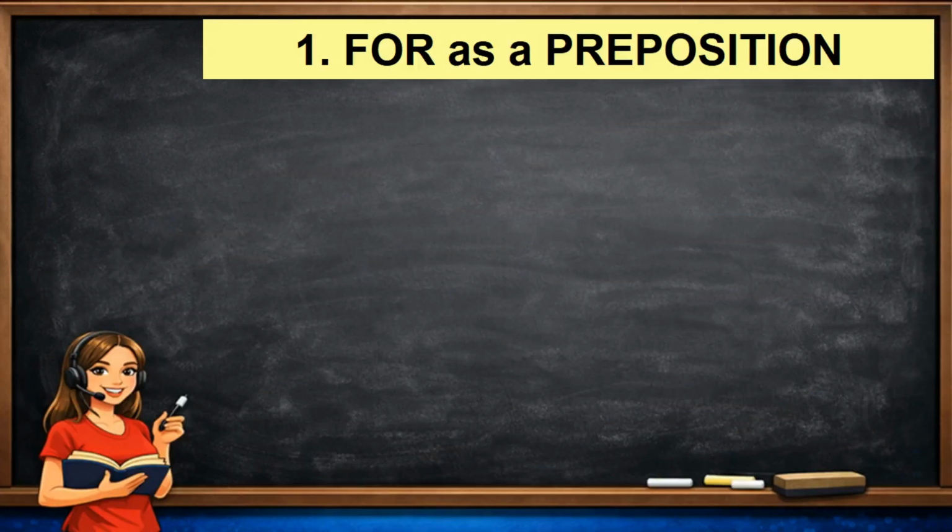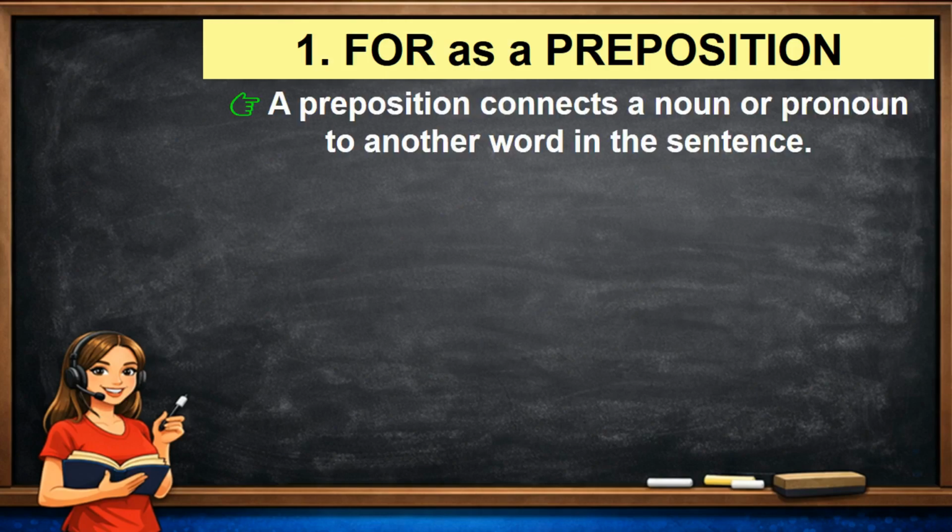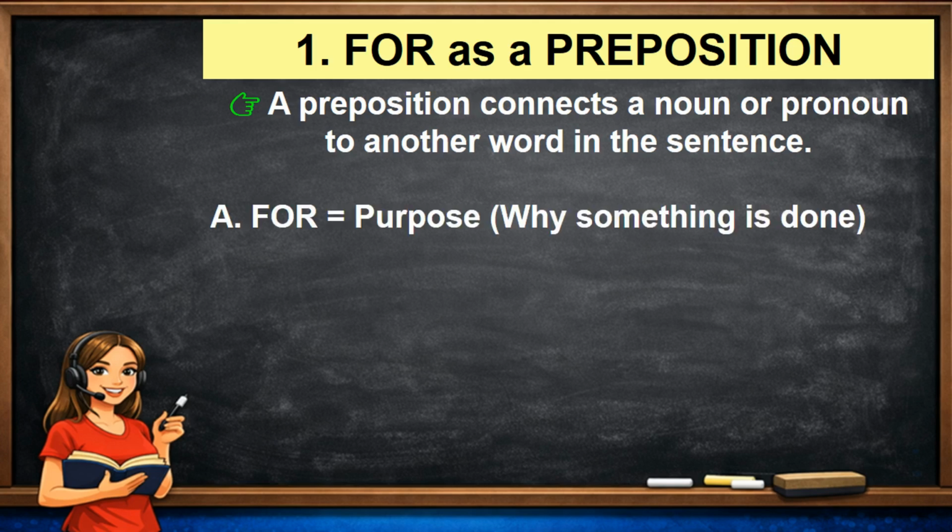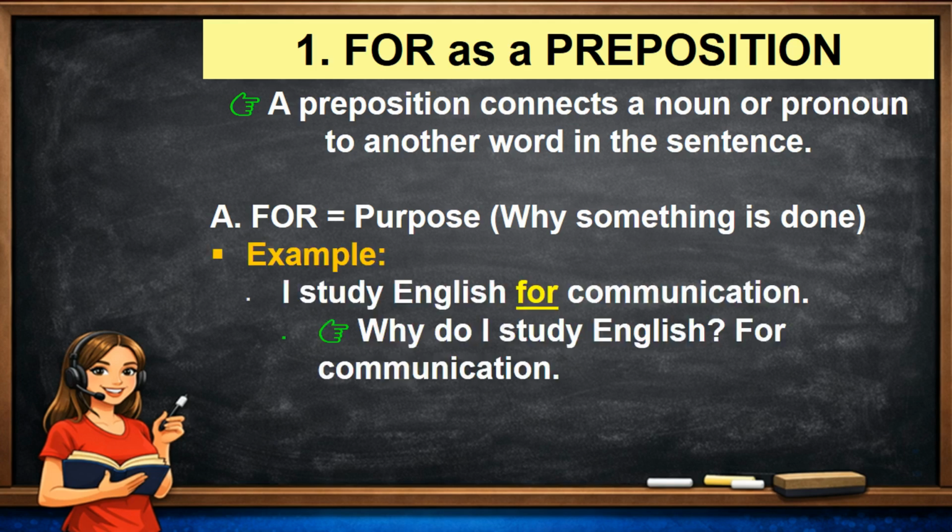1. For as a preposition. First, the most common use. A preposition connects a noun or pronoun to another word in the sentence. As a preposition, for is used to show A. For as a purpose, or why something is done. Example, I study English for communication.